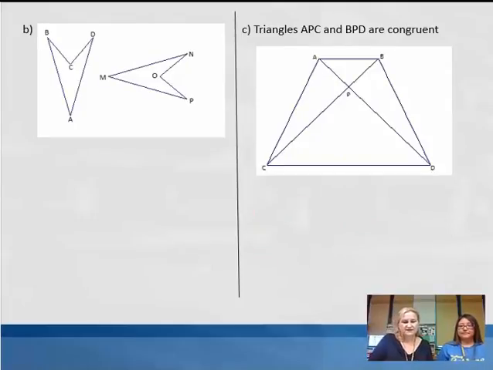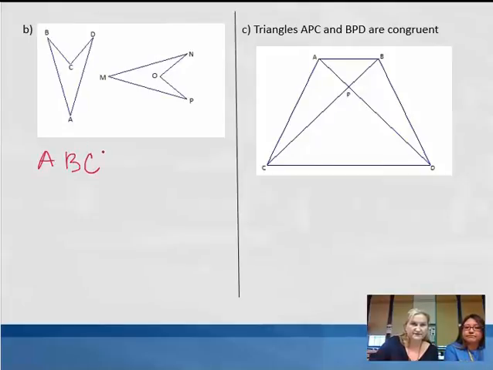For the second example, I have two quadrilaterals. Let's write the congruent statement. There's no special symbol for quadrilateral, so I'm going to name it: quadrilateral ABCD is congruent to quadrilateral MNOP. Now I'm going to follow Ms. Yadira's lead and list corresponding congruent angles.